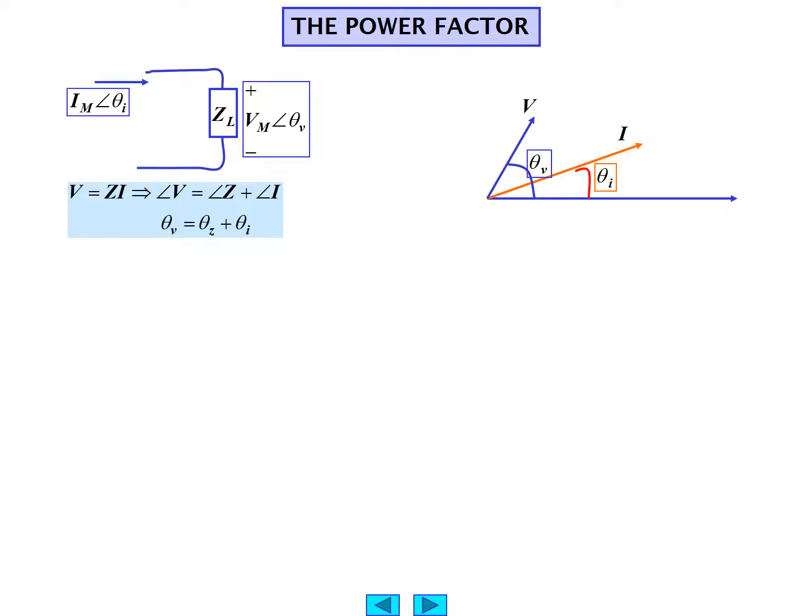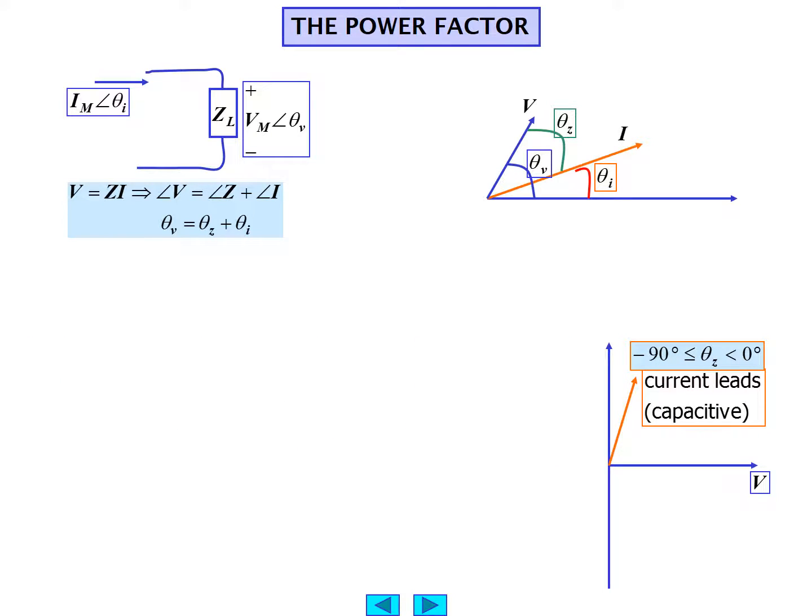That's a phasor calculation, of course, but the angle of the voltage V is the angle of the impedance Z plus the angle of the current I. Or if you will, theta_V is equal to theta_Z plus theta_I. So theta_Z is the difference between V and I as an angle.